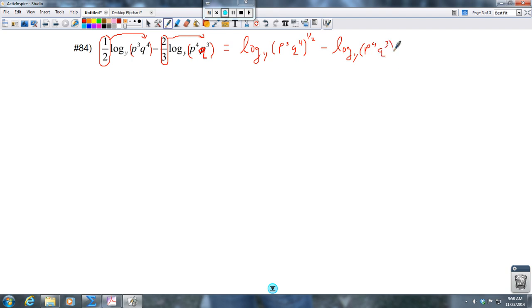I apologize about that. And I was like, well, wait a minute, p and p, we can put those together and say p to the 7th. But looking back in the book, this is a q to the 3rd power here. I'm going to pull this 2/3 back up as the exponent. All right, I'm going to say equals.